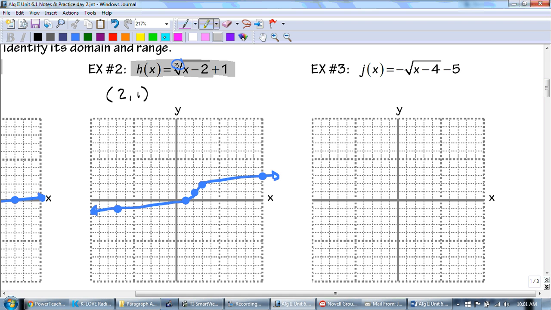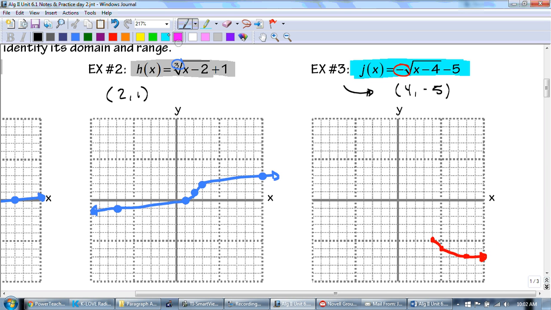All right, number 3, I'm going to highlight that in a different color. And why is that? Yeah, because it's a square root, okay? The first thing I notice is that it's negative. So when it's negative, I'm going down, okay? Our initial point is 4, -5. So at 4, -5, and then I'm going down 1, right 1, down 2, right 4.